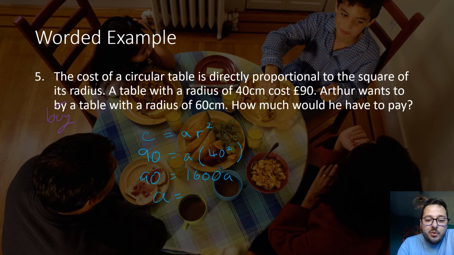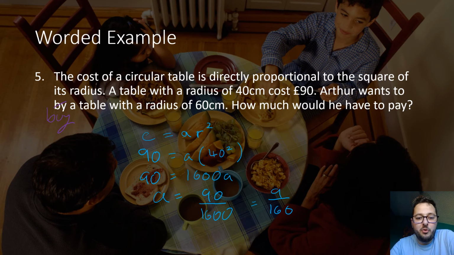So then we want to divide by 1,600. So A is going to be 90 divided by 1,600, or you can divide top and bottom by 10 to give us 9 over 160. Okay, so it's not a nice number, but that's what we've ended up with. So we can rewrite our formula as C equals 9 over 160 times R squared. Then we want to know that he buys a table with a radius of 60, and how much would he have to pay?